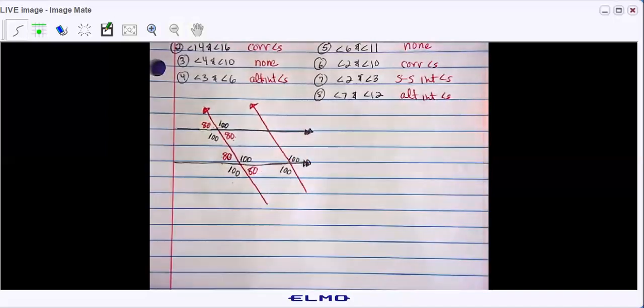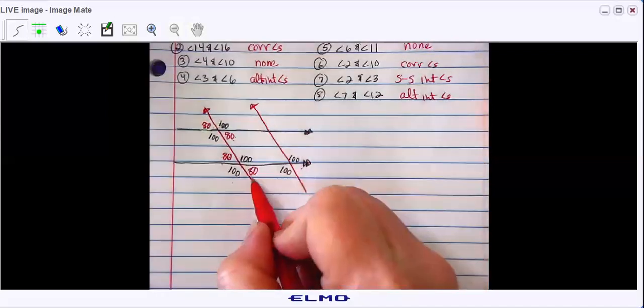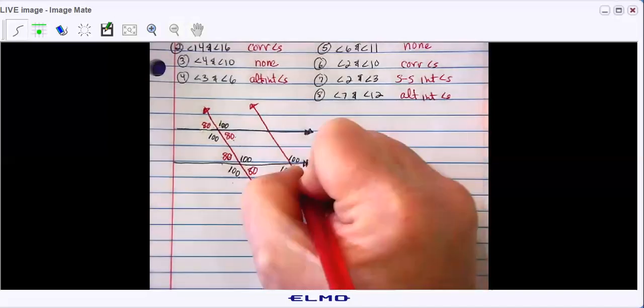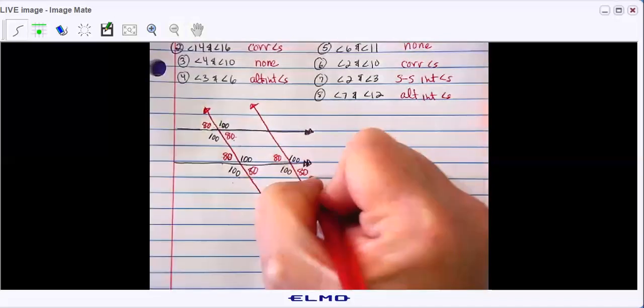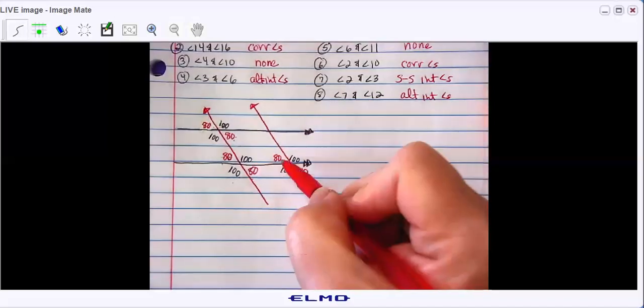I can either say these are supplementary, or I can say this is a corresponding angle, and I can slide it over here to the right, and that would be 80. And then I can do a vertical angle with this and have it 80, or I could do another alternate interior angle and jump it over.